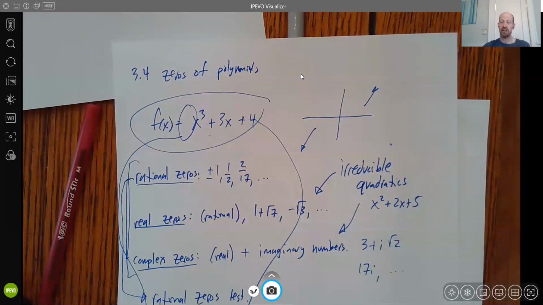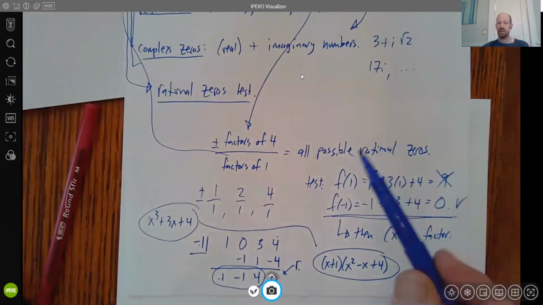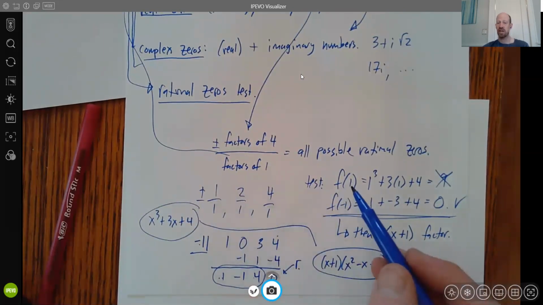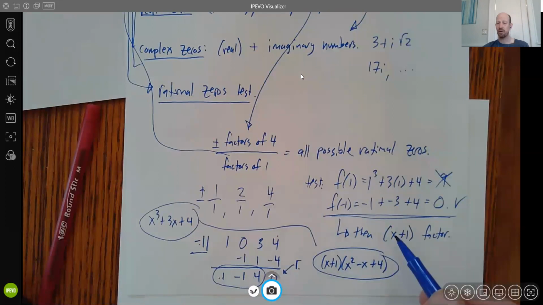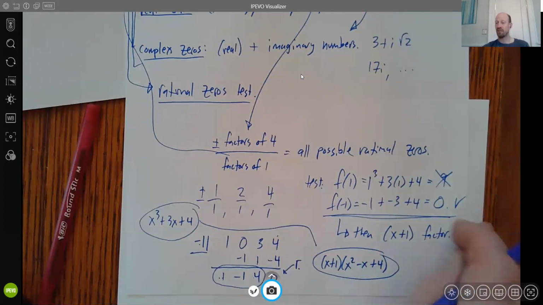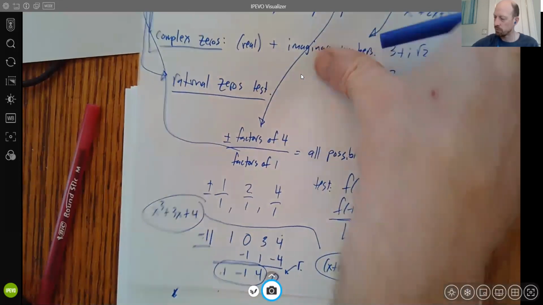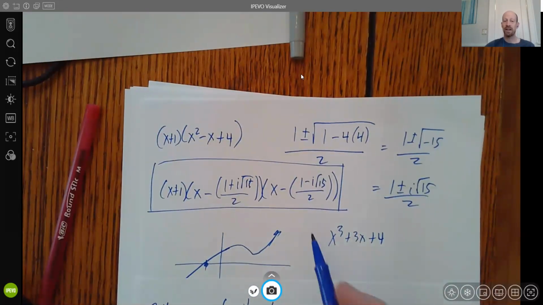A good place to start is the rational zeros test. So I said, okay, what are the possible rational zeros? And I just started checking them. As soon as I found one, I figured out what the factor was so that I can divide and cut this into 2 separate polynomials, right? They're each going to be smaller and easier to work with. As soon as I get to a quadratic, I use the quadratic formula to split that one apart.